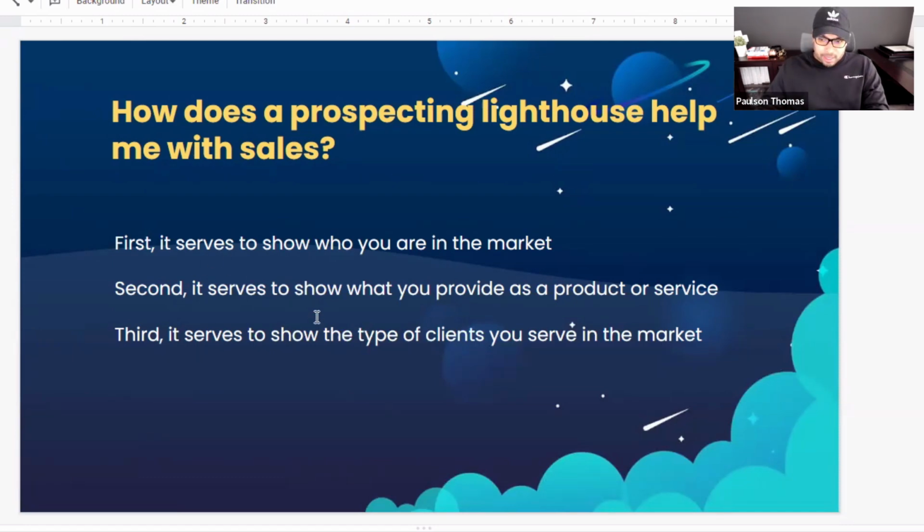So the second thing is it serves to show what you provide as a product or service. You want to make sure within the exact ecosystem, when they look at you, they should be able to tell what you actually do, not just who you are. They should be able to look at it and say, you know what, this is exactly what I should do. Third thing is it serves to show the type of clients you serve in the market. And I'll go into details of these things.